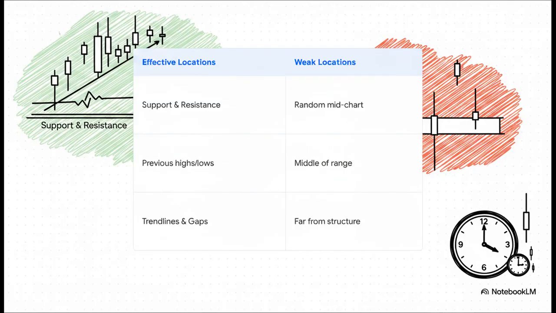So where exactly should you be hunting for these? Your most effective wick locations are going to be key support and resistance zones, previous day highs or lows, trend lines, and gap zones. Ignore the wicks floating in random mid-chart areas or stuck right in the middle of sideways consolidation. Oh, and a crucial tip from the source material. Higher time frames offer way more reliable signals. A wick on a 15-minute chart carries significantly more psychological weight than a wick on some noisy, choppy 1-minute chart.